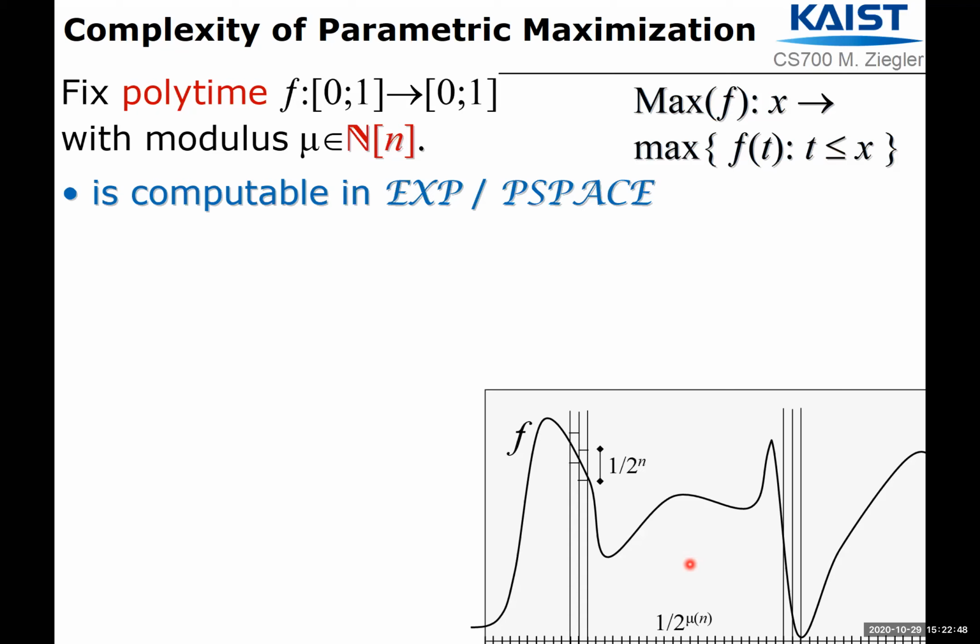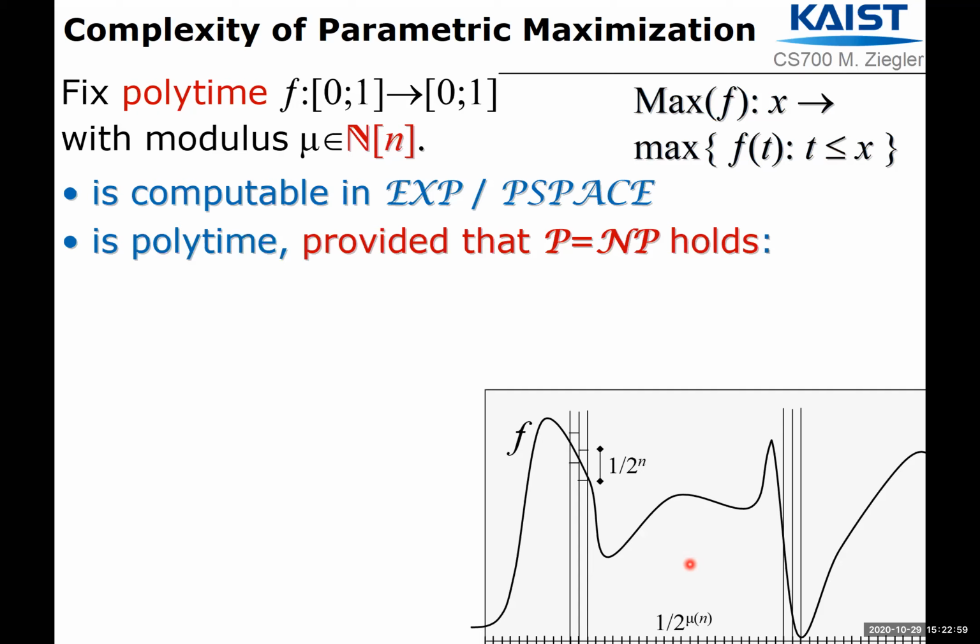That's bad news, right? PSPACE is bad. Can we do better? That's an important question that every complexity theorist should ask. And indeed, we can do better, provided that P is equal to NP, provided that there's a positive answer to the millennium problem. Why is that? Well, you know that maximization tends to be NP complete in the discrete setting. So, for example, integer linear programming is a typical discrete optimization problem, calculate the maximum, and it's NP complete.